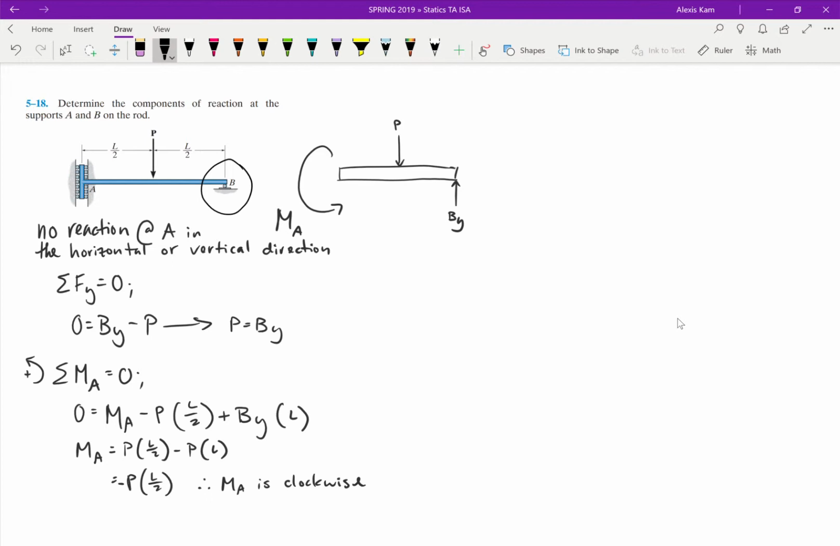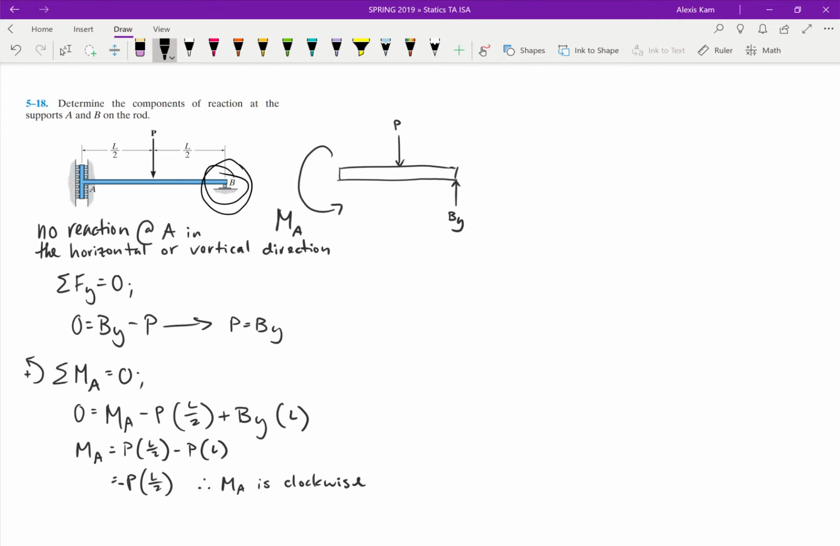Hey guys, today we're going to go over problem 518 from the book. It's asking us to find the components of reaction at the two supports. We could start this problem by looking at those supports. If you look at B, right over here, we can see it only has a simple roller, which means it'll have a force in the y direction.